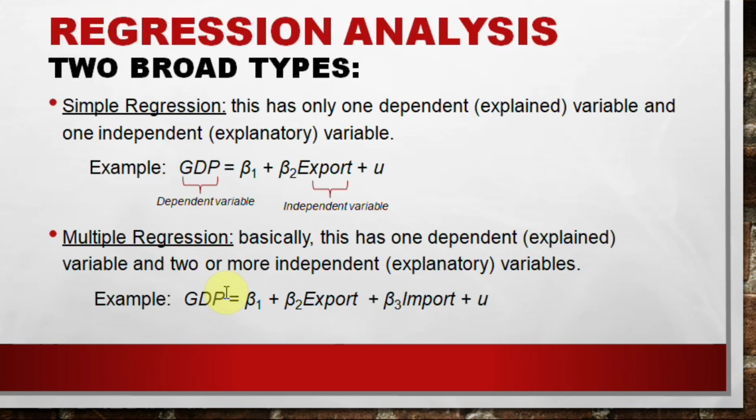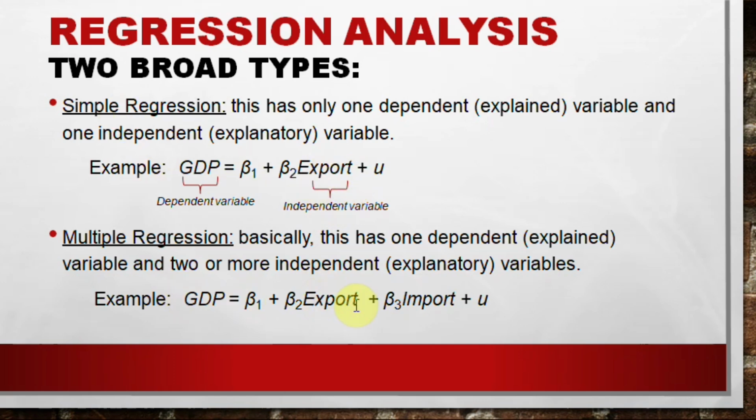Now, there are 2 broad types of regression. I've tried to explain that. We have the simple and multiple. Now you understand what simple means. Simple because there is only one independent variable. Now we are looking at GDP of a country as dependent variable, and we are looking at exports. How is export helping to grow GDP? That is what this equation is trying to answer. So because we have only exports here, it is a simple regression.